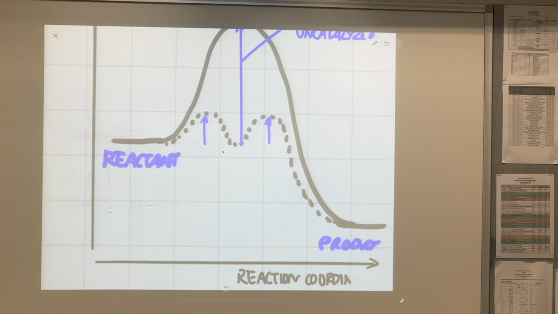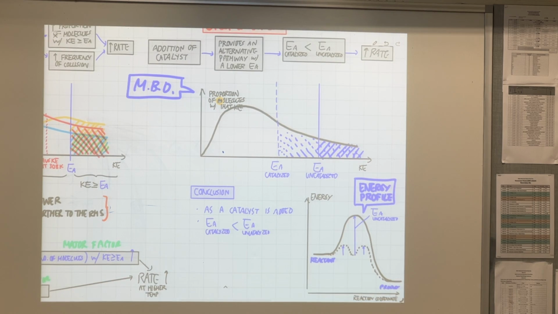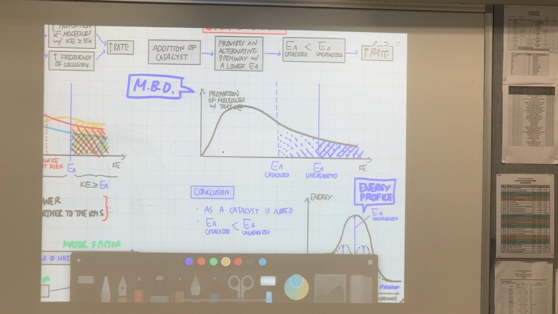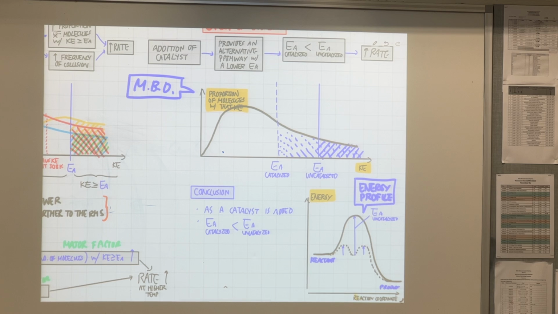So I want you to remember these labels. Okay, take out a highlighter. Proportion of molecules with that KE, and this is KE, energy, and reaction coordinate. So each of these axes labeled here are specific to a certain type of graph.